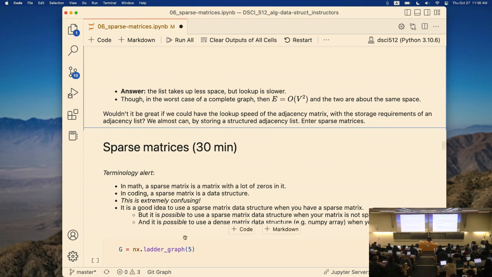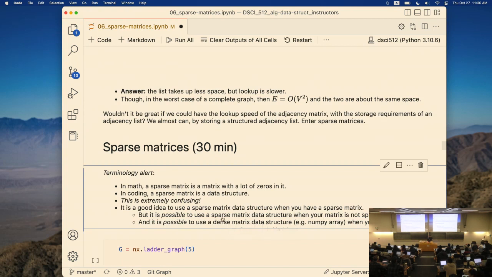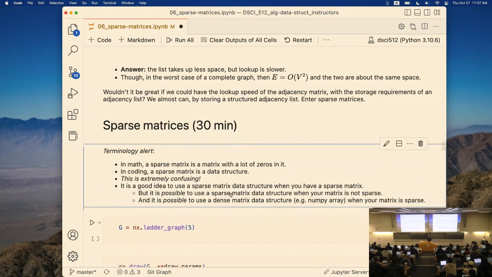All right. So just note that it's possible to use a sparse matrix data structure when your matrix is not sparse, right? Because you can represent a regular matrix using sparse matrix data structure. It's possible to use a dense matrix data structure when your matrix is sparse. There is this two-way connection. Could be confusing at times, but there's just a heads up here. Okay, let's get into that.